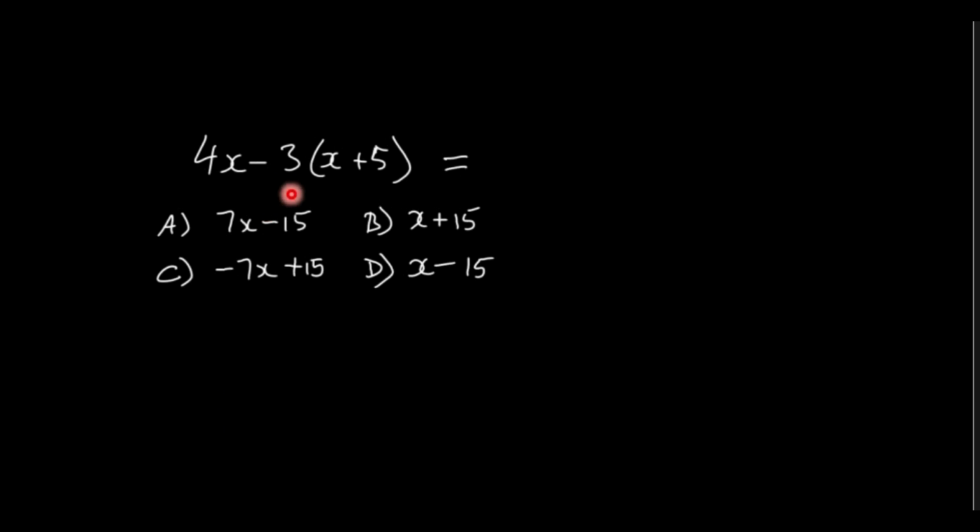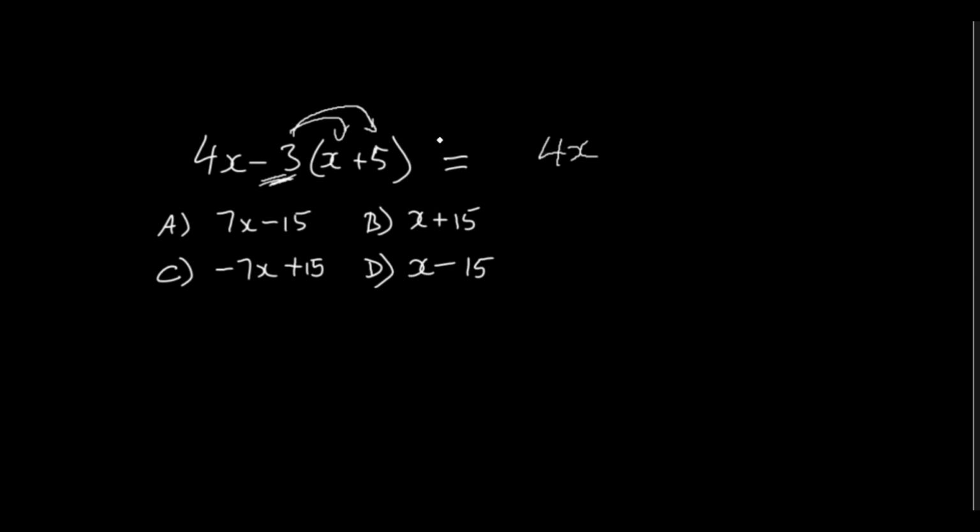4x minus 3 multiplied by x plus 5. All right, so what we need to do here, we need to expand this bracket. So we're going to write back the 4x. And to expand the bracket, we multiply by the term immediately outside or preceding the bracket. So it's 3 times x, but just don't say 3 times x. We have to work with the sign before the 3. So it's negative 3 times x, negative 3 times 5.